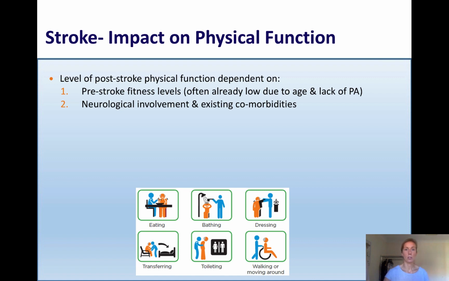So in terms of impact on physical function, the level of your post-stroke physical function is going to be dependent primarily on two things.